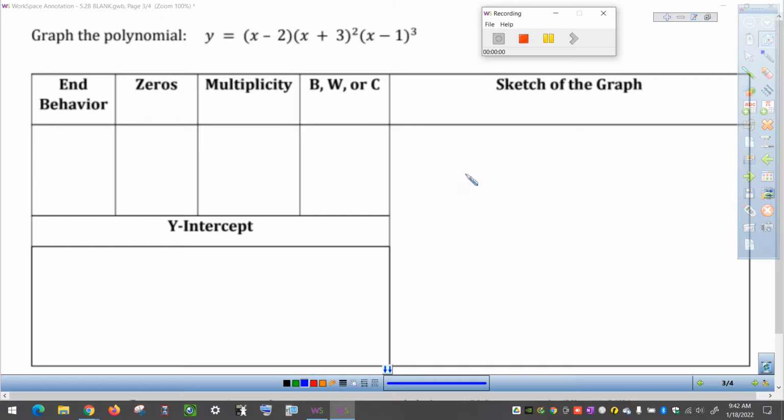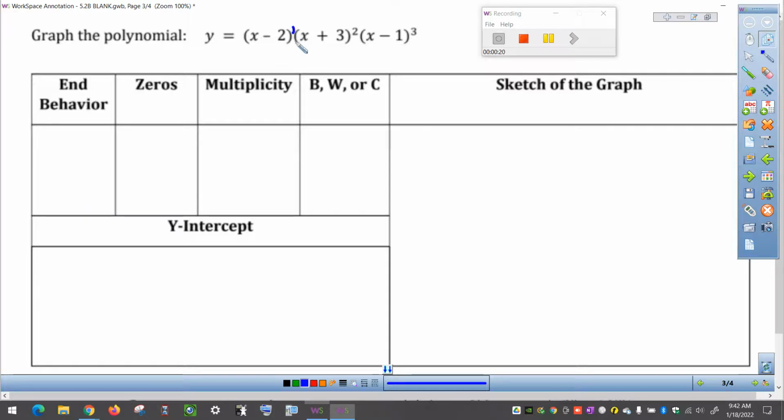The equation here is given to us in factored form. So we need to have factored form with those parentheses in order for us to figure out our x-intercept. All right, so going through the steps here, I always like to begin with end behavior. That was kind of the first big thing that we learned, that we talked about.